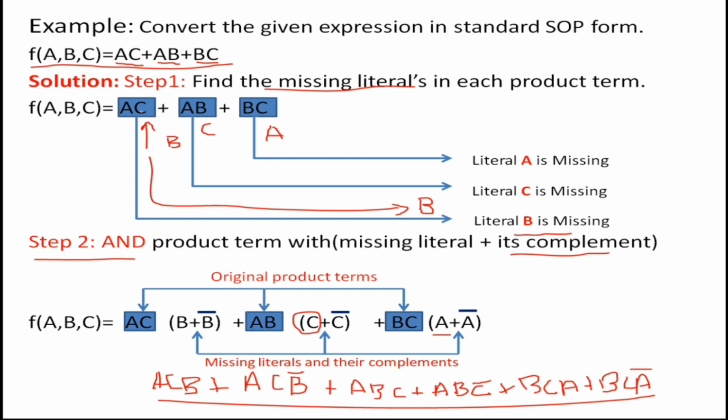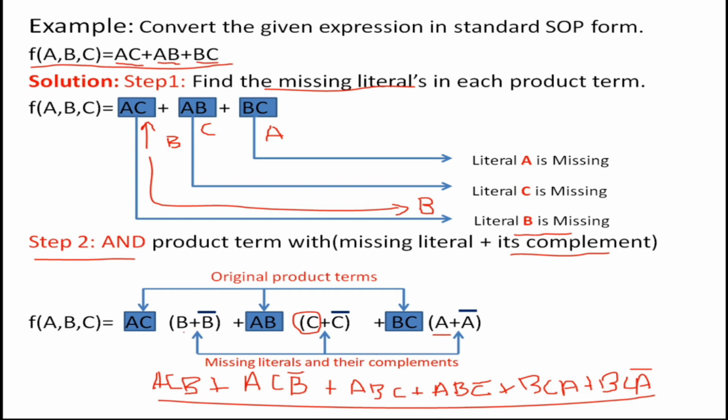Here you find there are 3 product terms, and in each product term one literal is missing. In the first product term B was missing, in the second product term C was missing, and in the third product term A was missing. Once we have identified the missing literals, the second step will be to AND the product term with the missing literal plus its complement. So we have done that.